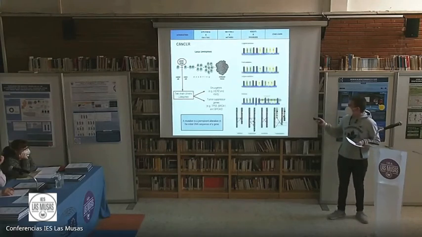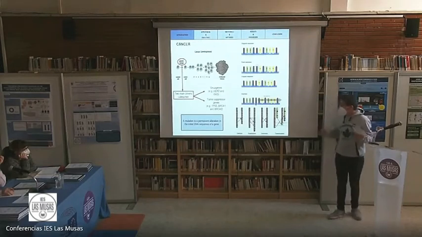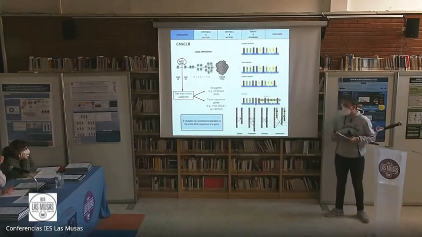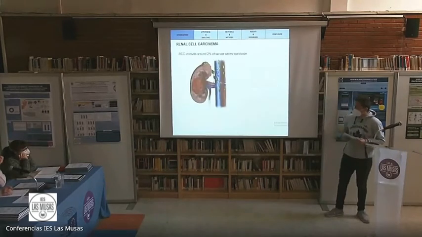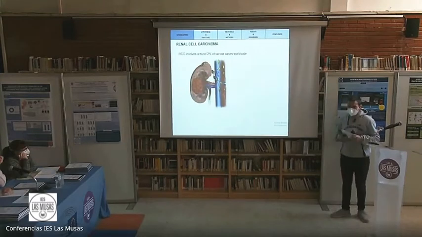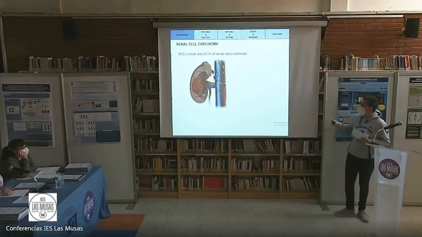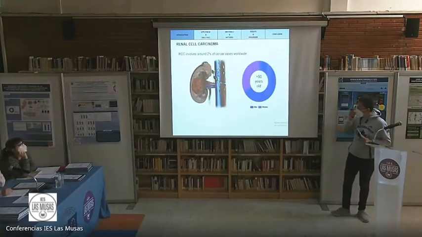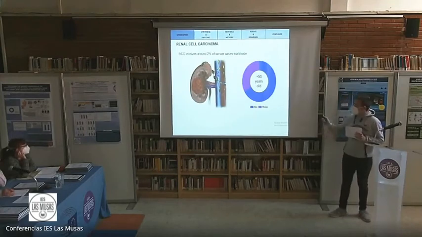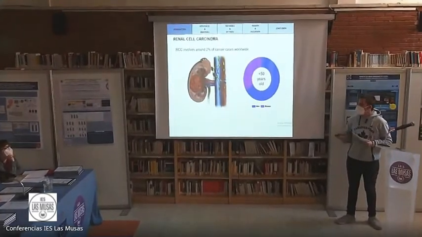Mutations range from single nucleotide variants, in which just one nitrogenous base is replaced, to larger chromosomal aberrations or copy number variants such as multiploidy. Now we'll focus on the most common kidney cancer type, which is renal cell carcinoma, accounting for around 2% of cancer cases worldwide. As in most cancer types, it's most common in men, and the chances of suffering from this disease drastically increase after they turn 50.